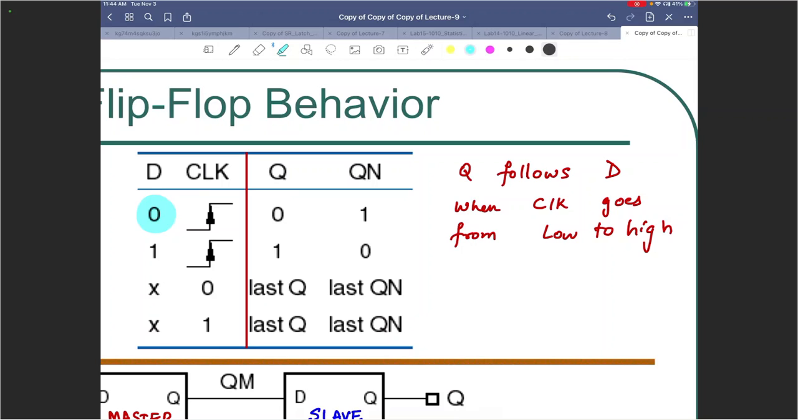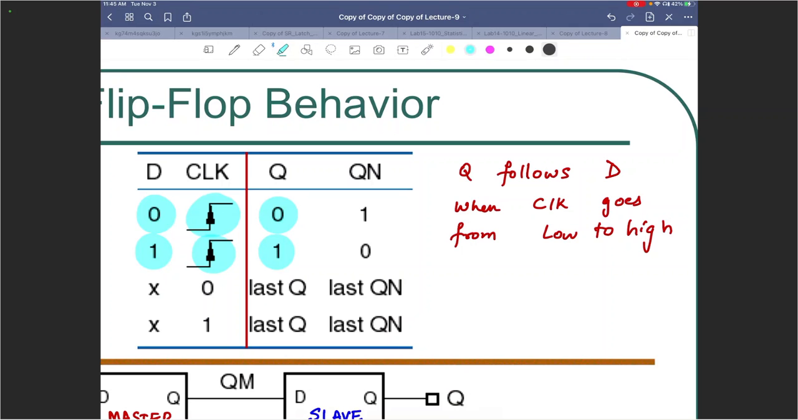When D is 0 and you have a positive edge on the clock, then you get Q as 0. When you have D as 1 and you get a positive edge on the clock, Q is 1. So both those statements say Q follows D when the clock goes from low to high. So when is Q changing? It changes only when clock goes from low to high. It's positive edge triggered. And what does it change to? Well, it just follows D input because it's a data flip-flop.